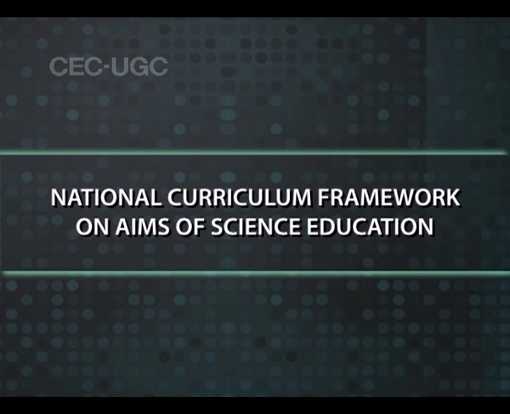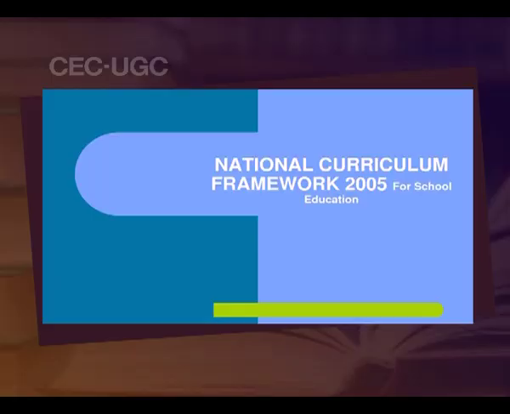National Curriculum Framework on Aims of Science Education. While setting the goals of education in general and science education in particular, present and future of the local and global society need to be considered. National Curriculum Framework 2005 provides rationale for science education. Much of this rationale is connected to acquainting the learner with the nature and methods of science.